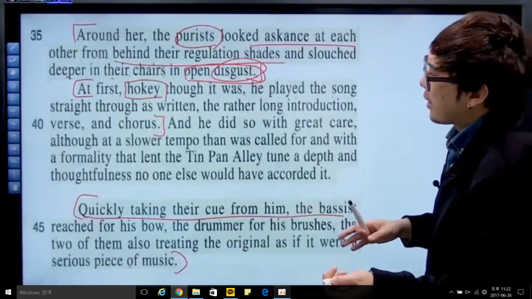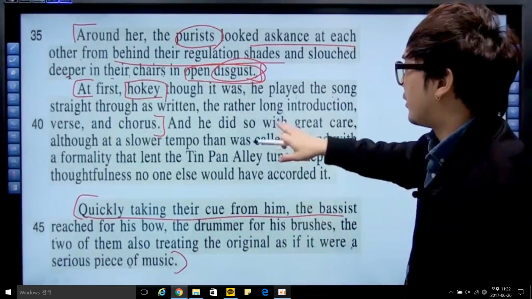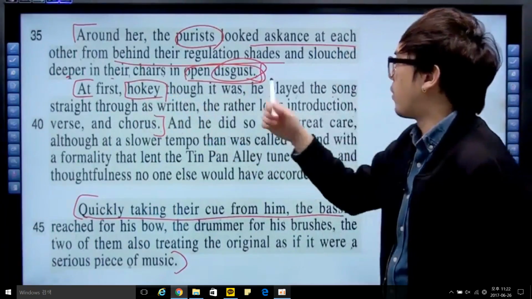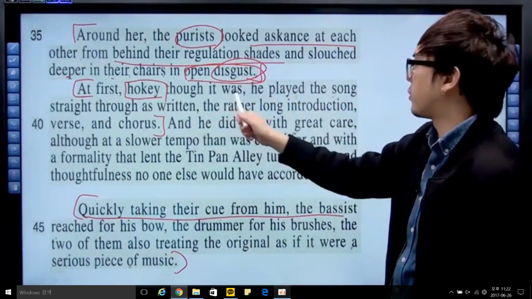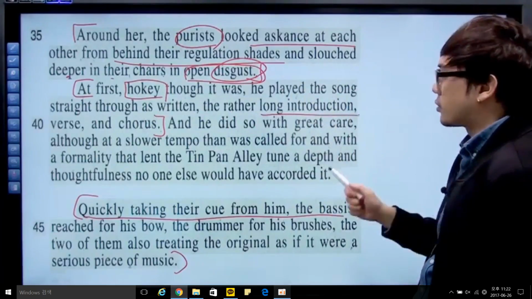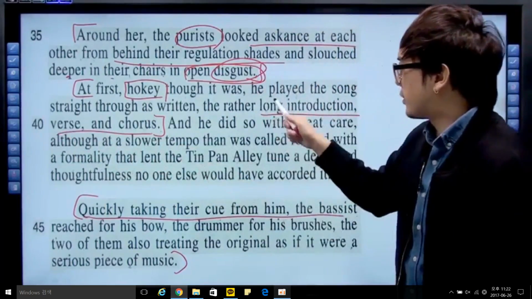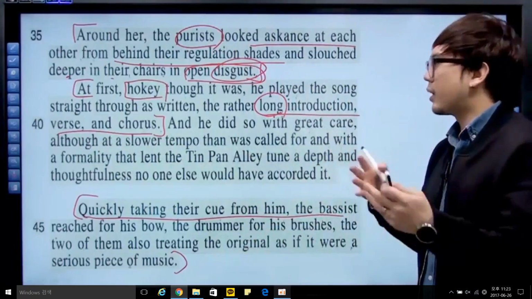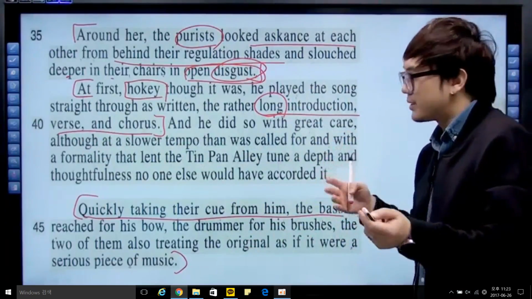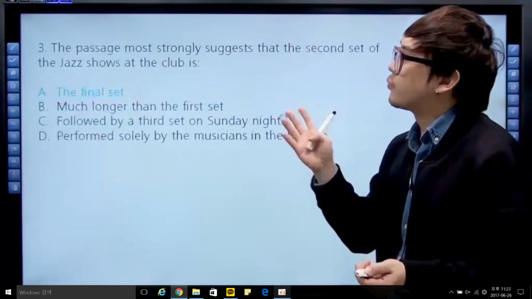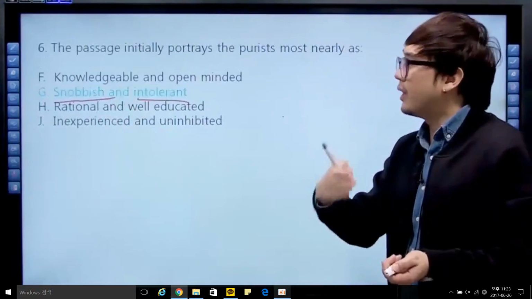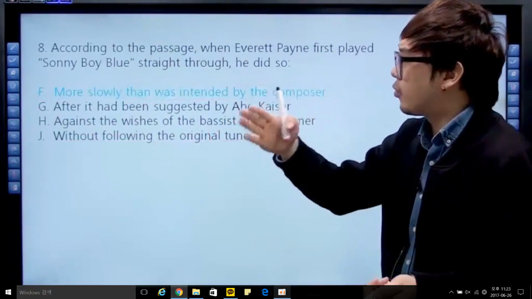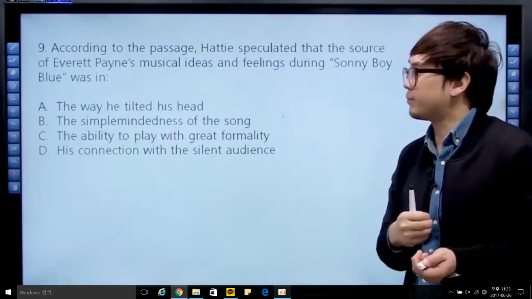I think we need to go back one more, right? Right here. At first, hokey though it was, he played the song straight through as written, and the rather long introduction, verses and chorus. So what does that tell us? He was actually playing it very long, right? He was playing it as slowly as he can, right? So that's the answer. You get the answer right away because we read that part, because I remember reading that part of it, right? I'm hoping that you also do remember reading that part of it, all right?